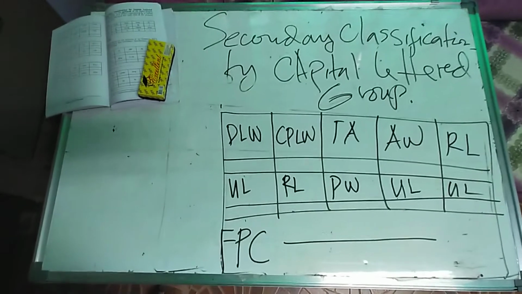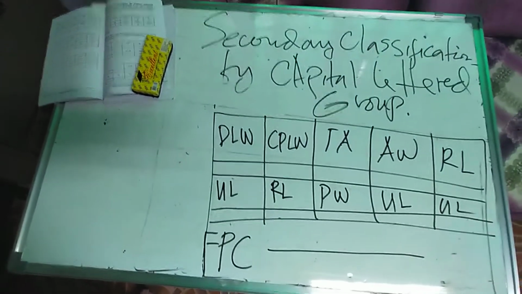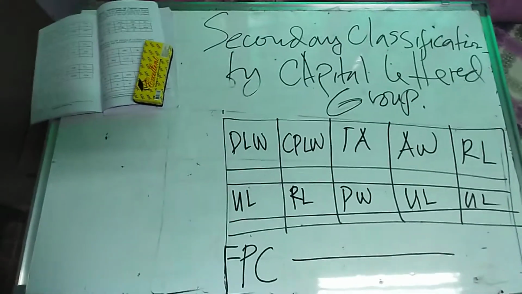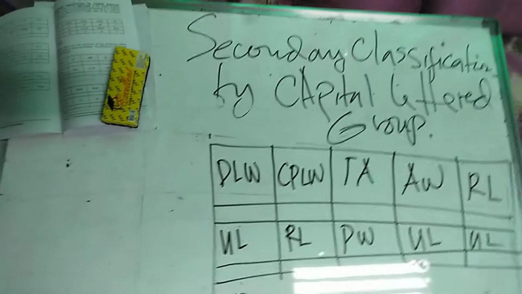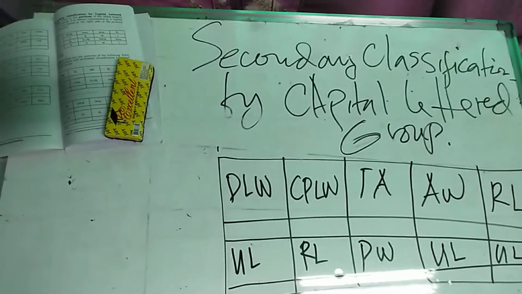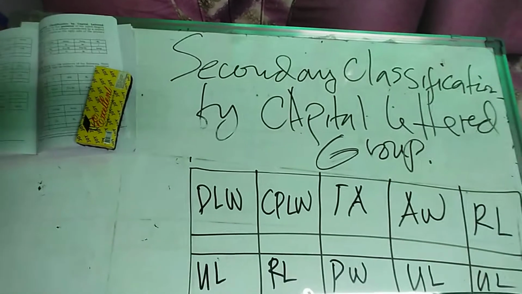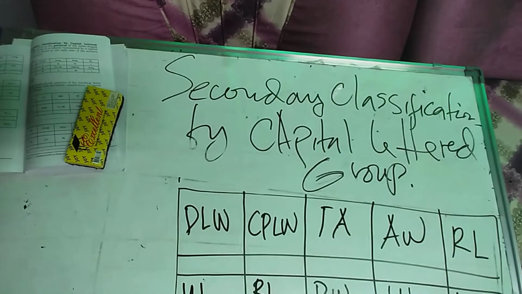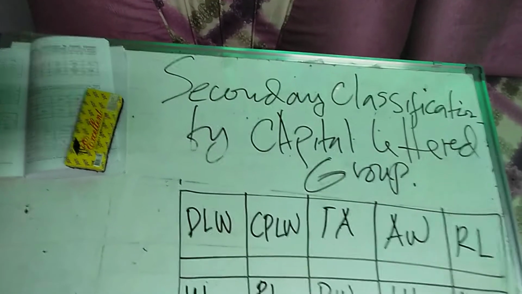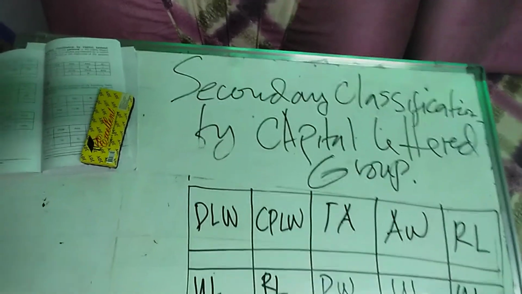So, our next topic is about the secondary classification by capital letter group. Since we are already done with the primary classification, we have to proceed to the next classification. The secondary classification by capital letter group refers to the pattern of the index finger of both hands. It is always represented by a capital letter. It is placed at the right side of the primary classification.